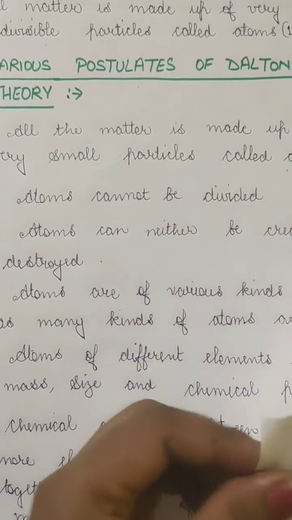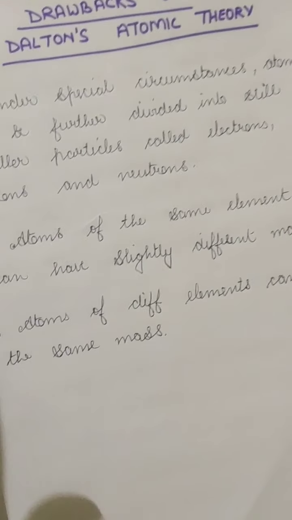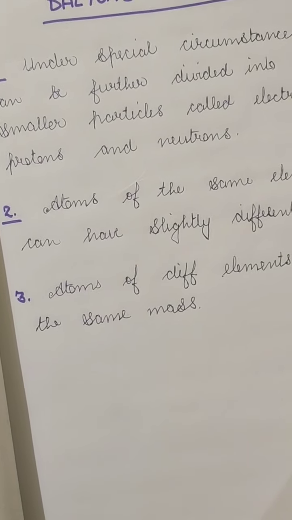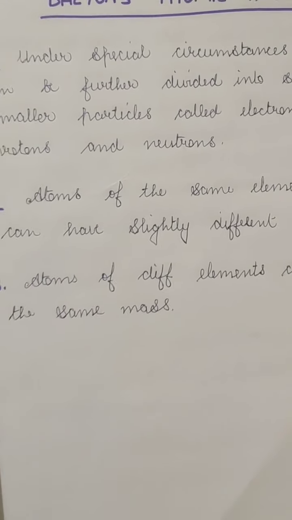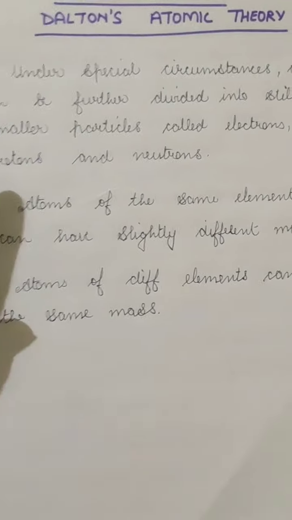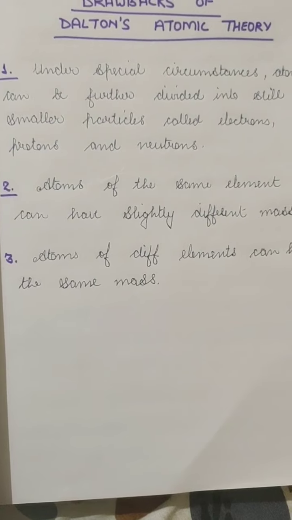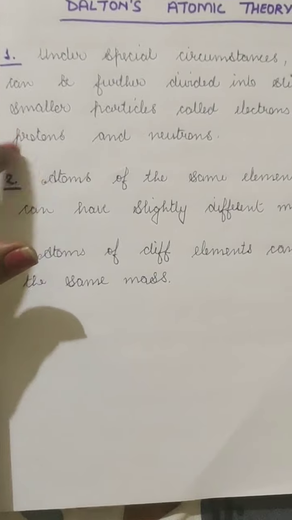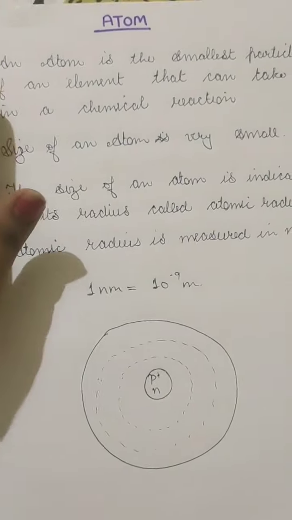So what was the drawback? Number one drawback was that John Dalton's theory of matter said that atoms were thought to be indivisible. He said that atoms are indivisible, we cannot divide them. But we know that under some special circumstances, atoms can be further divided into smaller particles, which are called protons, electrons, and neutrons. So for this, we have to study the structure of atom. So first we will read about atom.